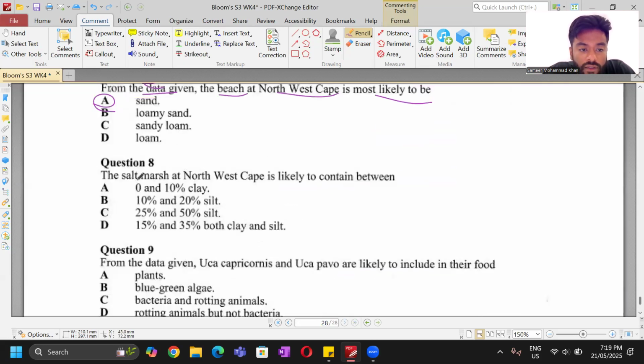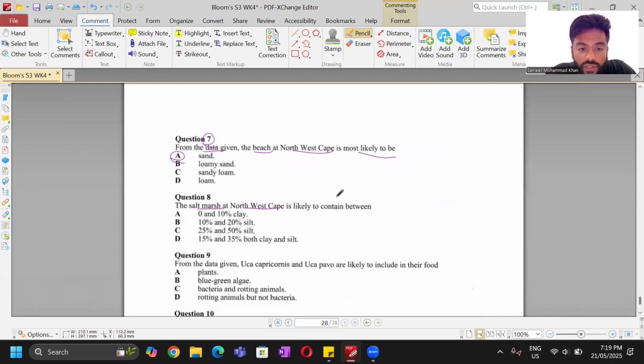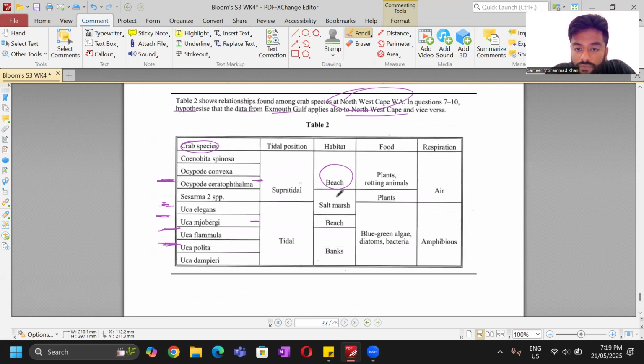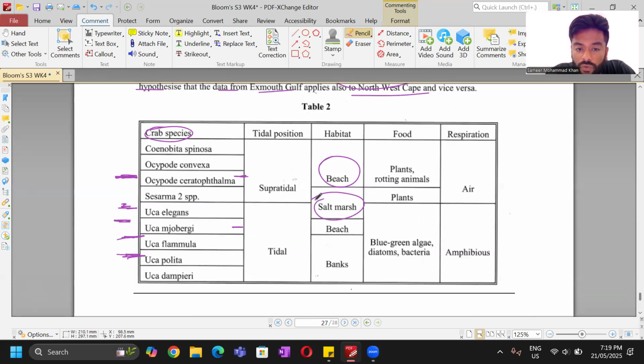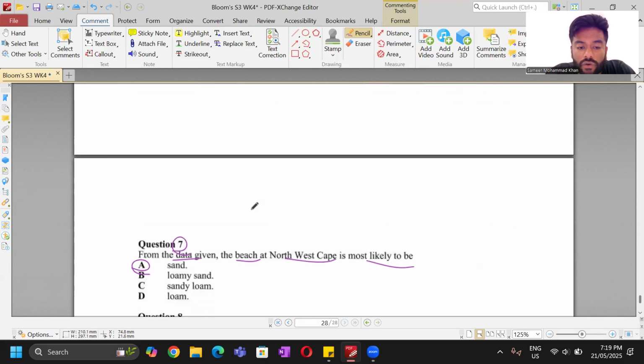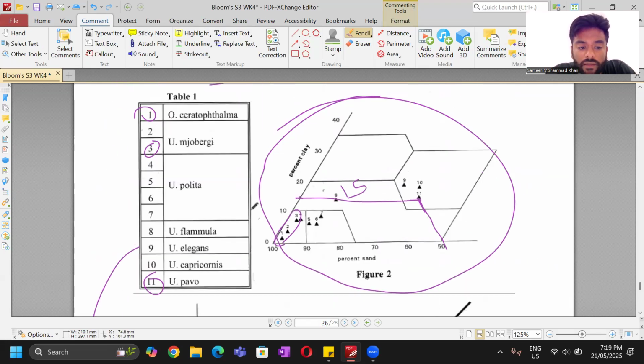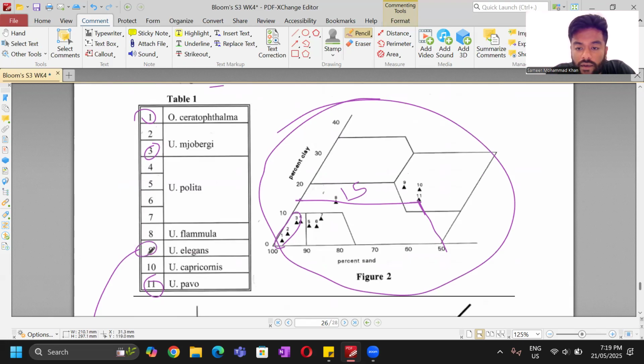Question 8. The salt marsh at Northwest Cape is likely going to contain what, right? So the salt marsh at Northwestern Cape, what's in common? Elegans, right? So what do we notice about elegans? Elegans is number 9 here, and number 9 is this one here, right?